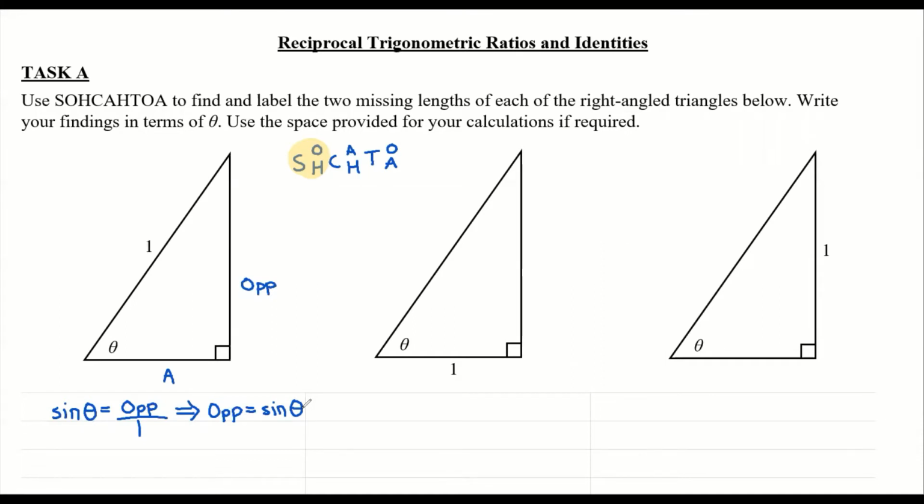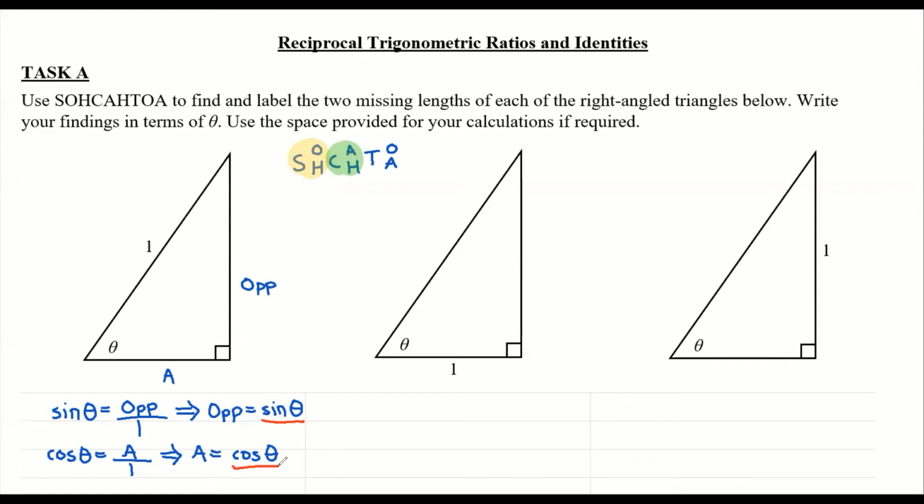Now, same idea for the adjacent side. I need to find A. Well, if I want to find the adjacent side and I know the hypotenuse, you'll know from GCSE and perhaps previously that we're going to use the cos part, the cosine part. So cos of theta is going to equal A for the adjacent divided by the hypotenuse, which is 1. And that's going to give me an adjacent side, which is just equal to 1 multiplied by cos theta, which is just cos theta. All right, so we have our 2 answers. Sine theta for my opposite and cos theta for my adjacent.